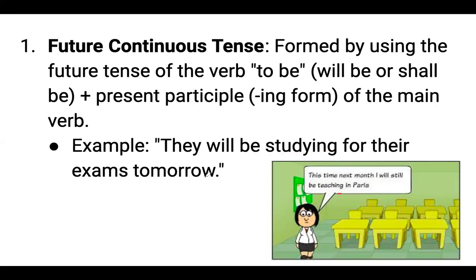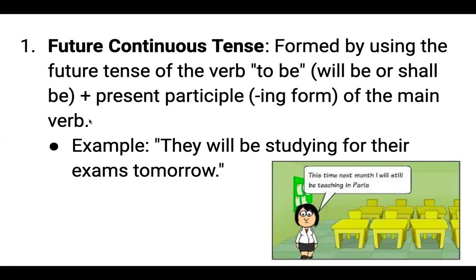This indicates that the action will be going on in the future at a certain time. Got my point? So if you say they will be studying for their exams tomorrow, it indicates that in the future, tomorrow at this time or a particular time, they will be studying, isn't it?